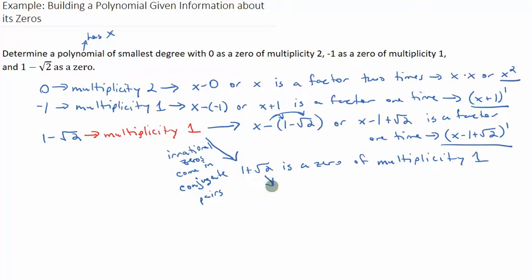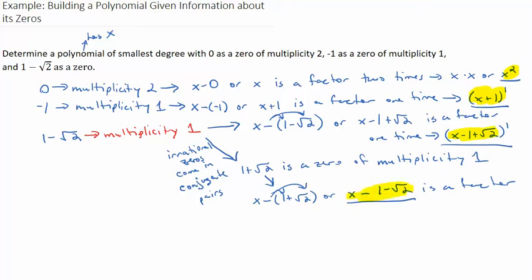And now we know that we can turn that into a factor. x minus 1 plus the square root of 2 is a factor, or x minus, if you distribute the negative, which will be helpful, x minus 1 minus the square root of 2 is a factor, of course 1 time. So we have x squared is a factor, x plus 1 is a factor, x minus 1 plus the square root of 2 is a factor, and x minus 1 minus the square root of 2 is a factor, and of course 1 time. Now we just need to multiply all those together.